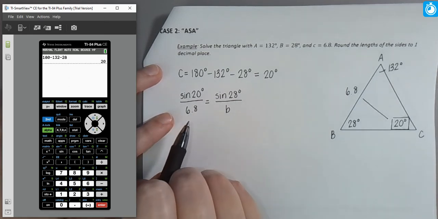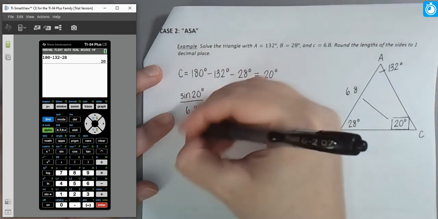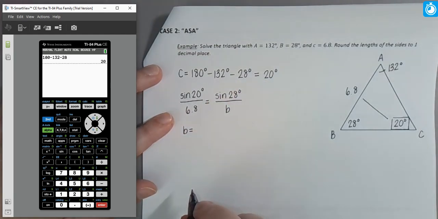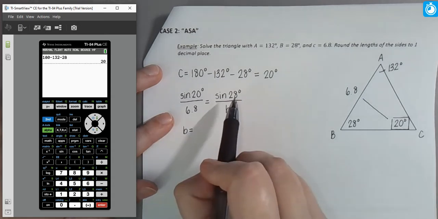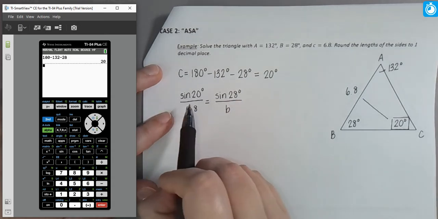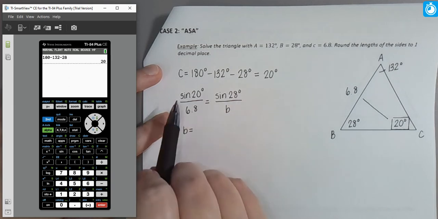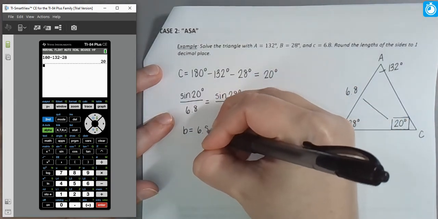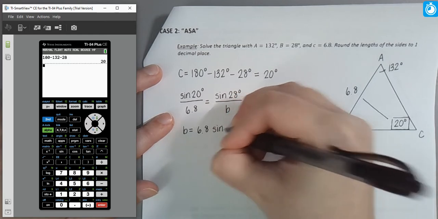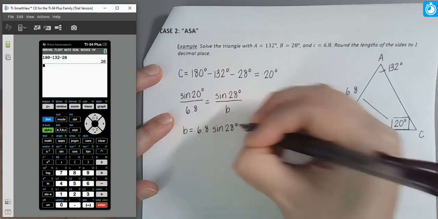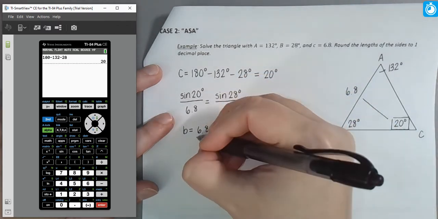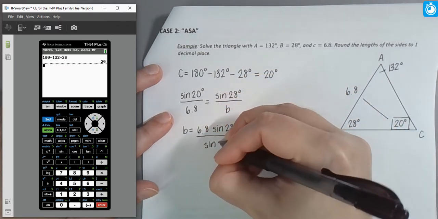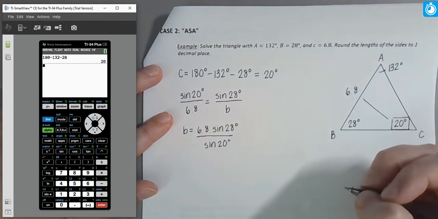So if you need, take a moment, pause the video, make sure you can isolate B. You'll get to the point where you'll probably start to see the pattern in how anything like this is isolated. So we're moving the B over, we're moving the 6.8 over, and then we'd have to divide by sine of 20 degrees. So that's going to be 6.8 times the sine of 28 degrees once we move the 6.8 over. And then all of that is divided by the sine of 20 degrees.